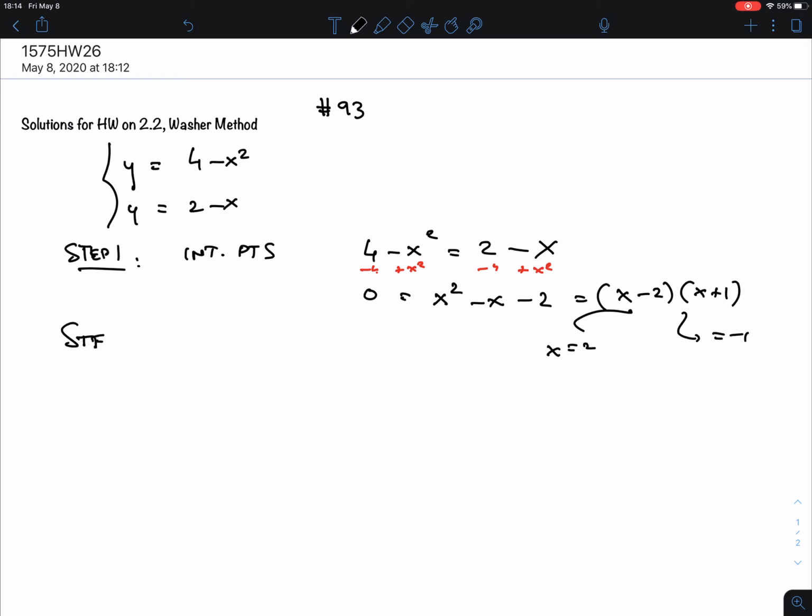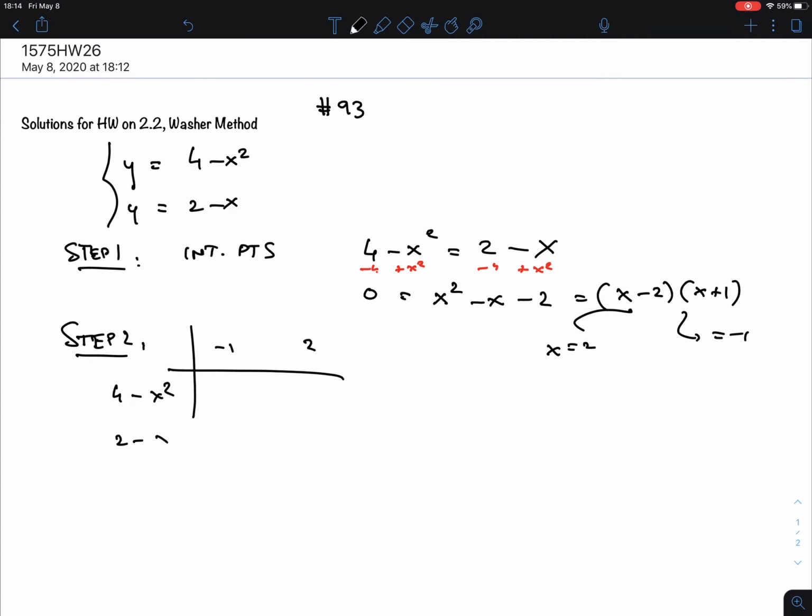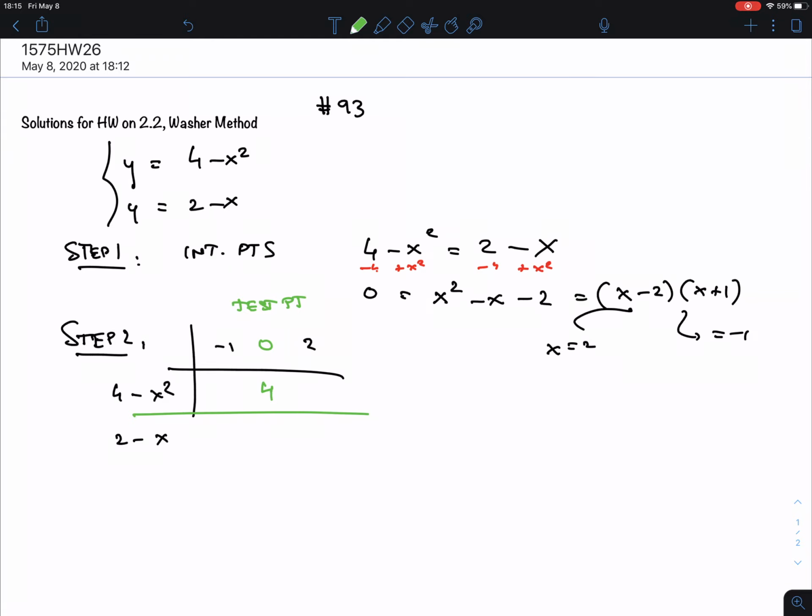So step 2 is now, we have to determine on this interval, namely from minus 1 to 2, which one is on top, which one is on the bottom. We just take a test point. An obvious test point here would be 0. If we plug in 0, I get 4 here, and here I get 2. So we see that this is the bigger one, and therefore this one has to come up.